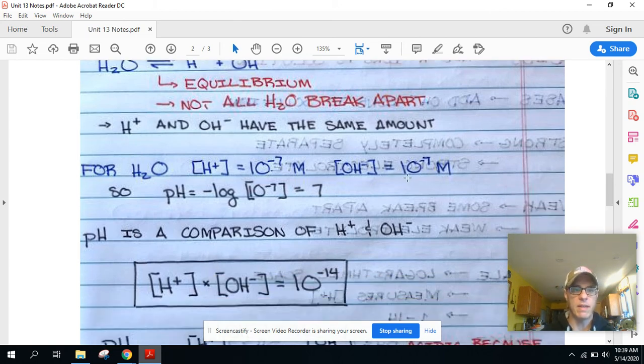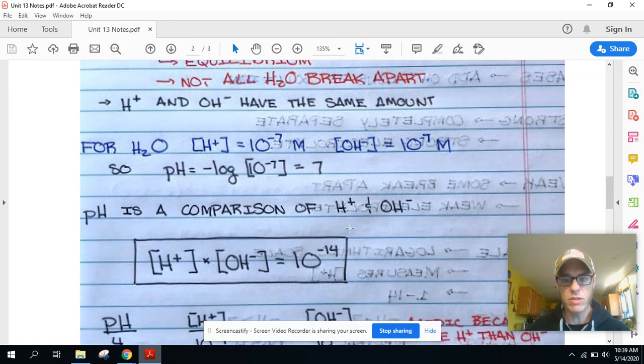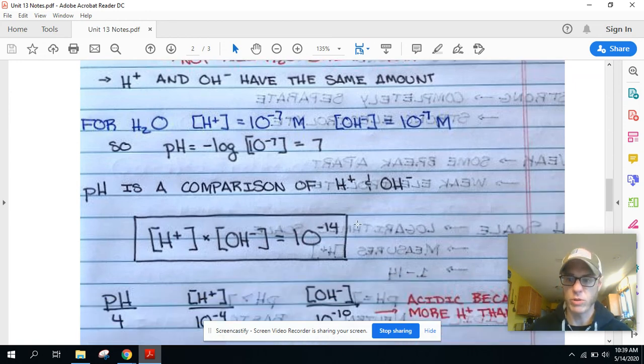And what ends up happening is for H2O, the concentration of H+ is 10 to the negative seventh molar, which means for OH-, it's 10 to the negative seventh molar because that makes it neutral. And if we plug this number into our pH equation, we get 7. This is why we say 7 is neutral. There's nothing crazy there. It's a physical constant.